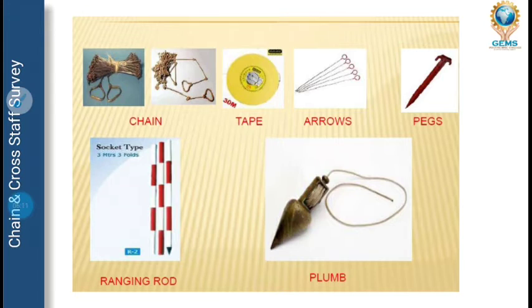And the plumb bob, in Hindi it is called साहुल. To find the level of the land or the straightness of the wall, there the plumb bob is used.